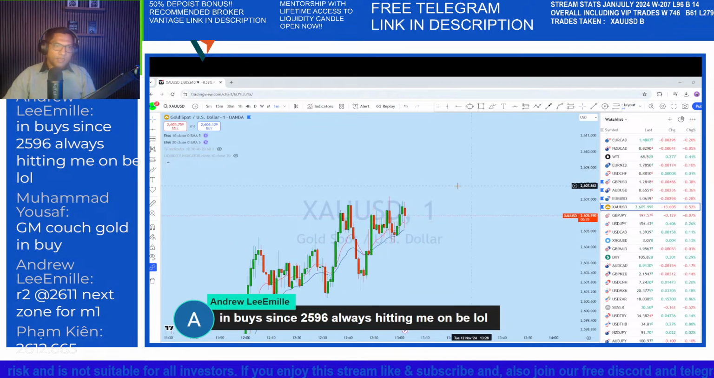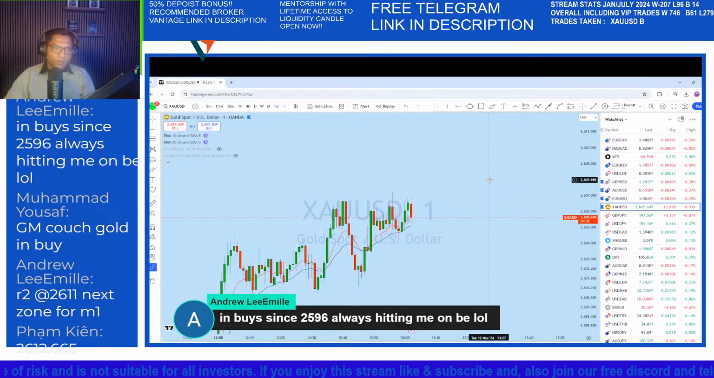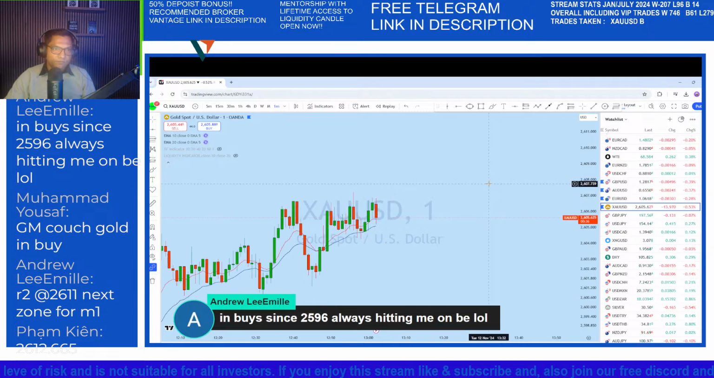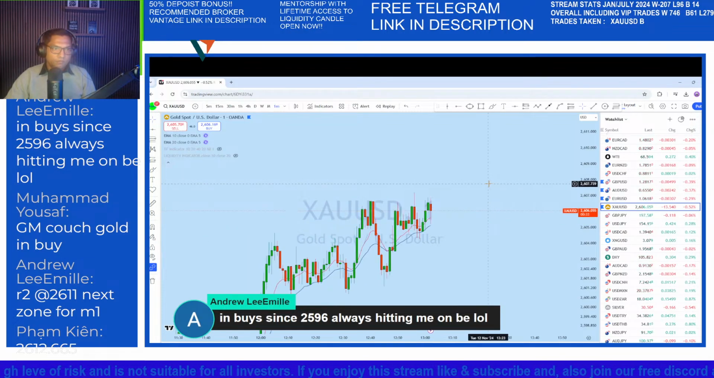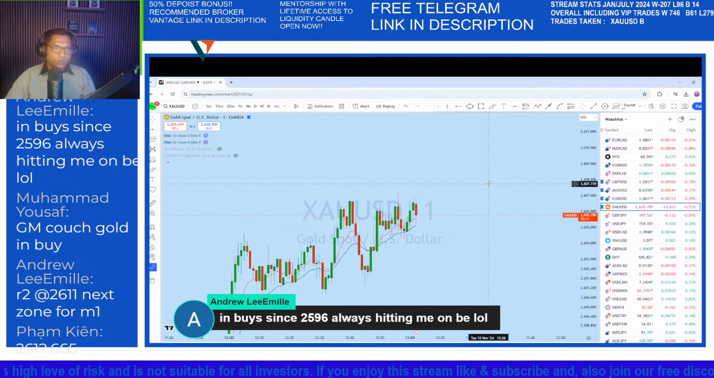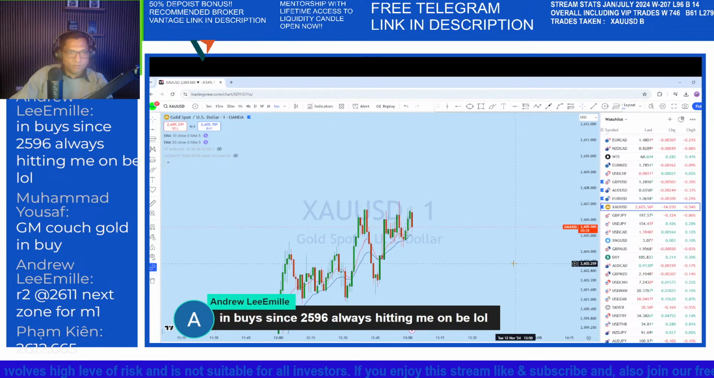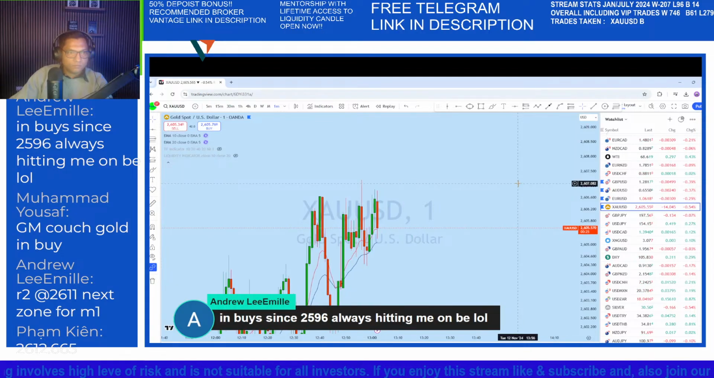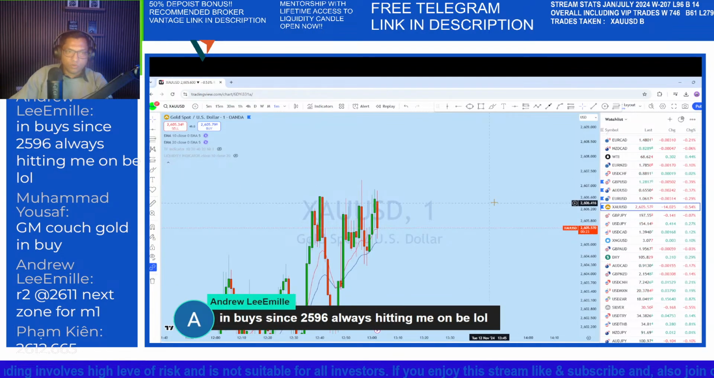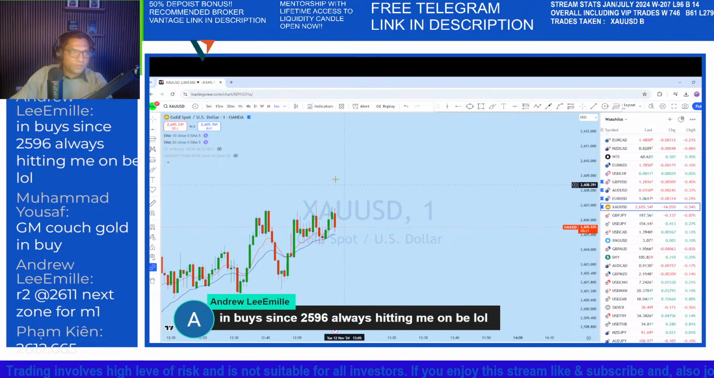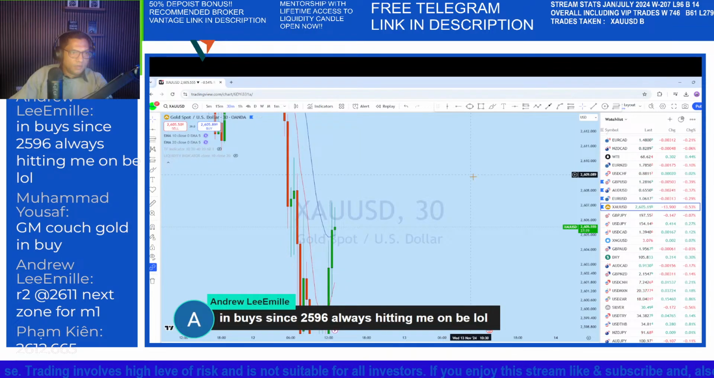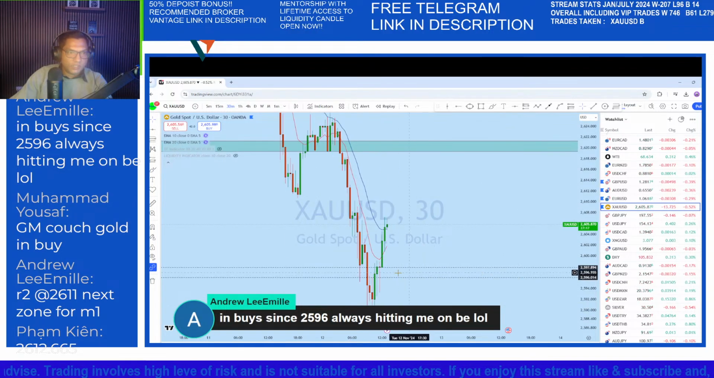You see the way the market is forming the structure. This is the 1 minute, and it's choppy, really choppy. 30 minutes price action.